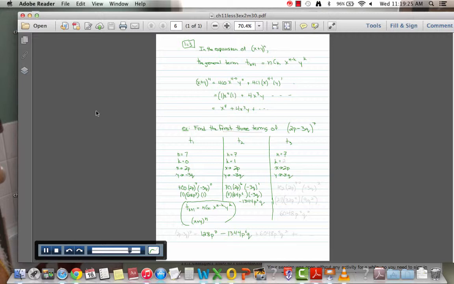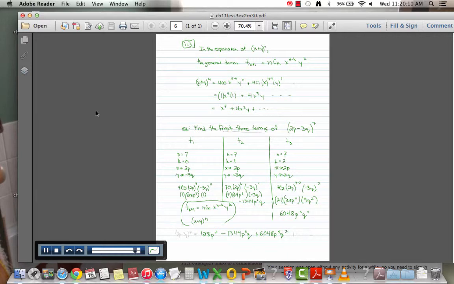For term 3, the only difference is I let k equal 2. So I have 7 choose 2, 2p to the 7 minus 2, and negative 3q to the 2. We figure out 7 choose 2 is 21. We have 2p to the 5, so we have 32p to the 5. And if we square everything in those brackets, the negative goes away, and we have 9q squared. So once again, with the calculator, 21 times 32 times 9 gives us 6,048, and we have p to the 5 q squared. So 6048 p to the 5 q squared.